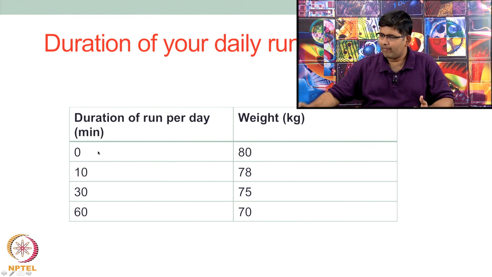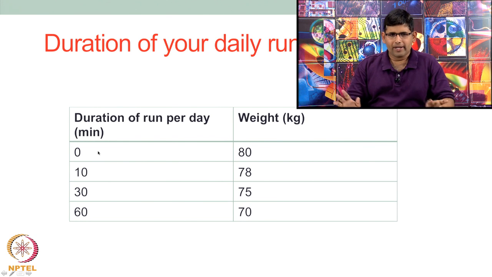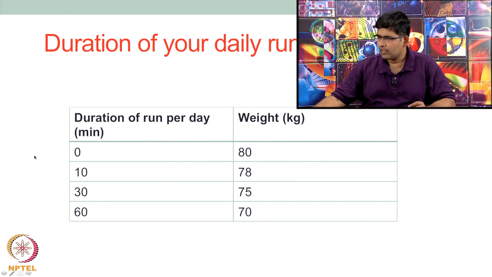Let us say I have 0 now. So far I have not been running. So, that is 0, which means I have not been running at all. 0 minutes I have been running, and my weight is 80 kg. Now, from today onwards, I start running 10 minutes every day for a month or two. Then I measure my weight for a period where I run 10 minutes, and I find that my weight is about 78 kg, which is reduced by 2 kg.